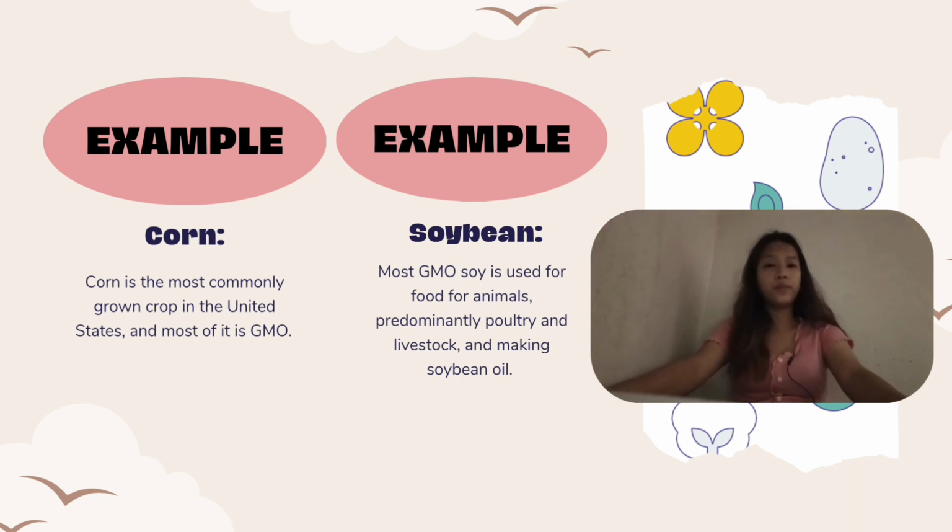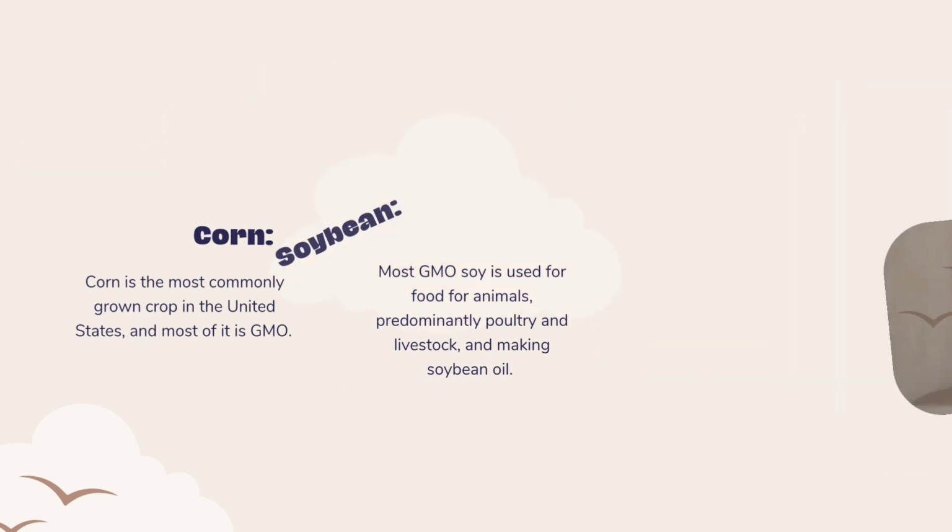The use of GMO crops like corn and soy has become integral to modern agriculture and food production, contributing to increased efficiency and productivity in the agricultural sector.